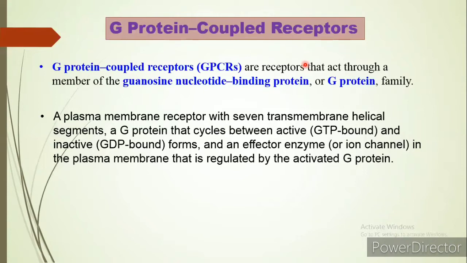The functions are very important. G protein coupled receptors are very important physiologically, and they are very diverse in function. These receptors are found only in eukaryotes, and they are the target of about 40% of drugs.